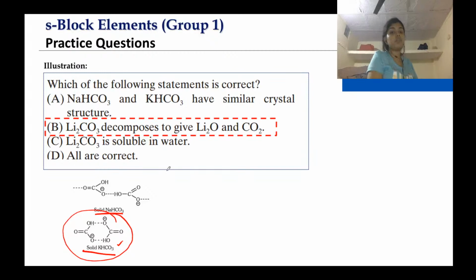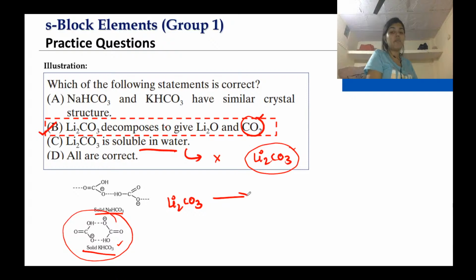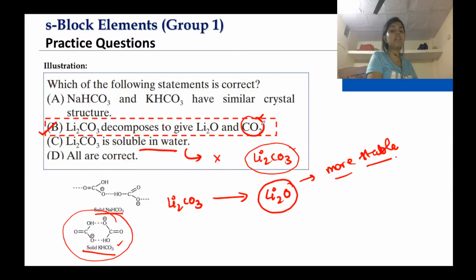Okay. So, here the correct one is, because see, lithium carbonate is soluble in water, that is incorrect. Lithium carbonate is insoluble in water, right? However, the B option, that lithium carbonate decomposes to give lithium oxide and CO2, is correct, because lithium carbonate is heated to form lithium oxide, which is more stable. And one thing you need to remember about CO2 is that it turns lime water milky. This property of CO2 you need to remember.